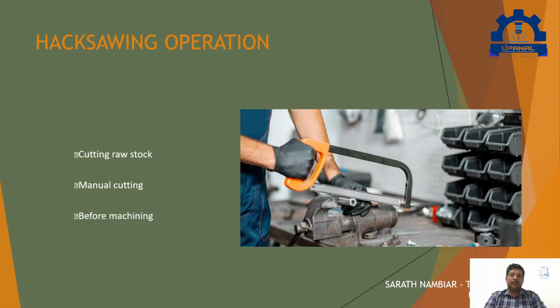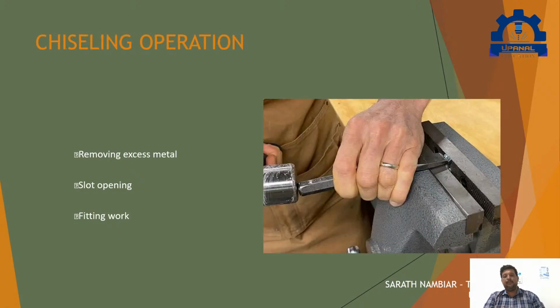So how is hacksawing done? Normally, in the hacksawing procedure, we keep the hacksaw at an angle and then cut it. It is a manual cutting process and it is done before machining. This also has to be precise, because if a mistake happens in hacksawing and the dimension changes, that material will be wasted and we cannot use it for the current project.